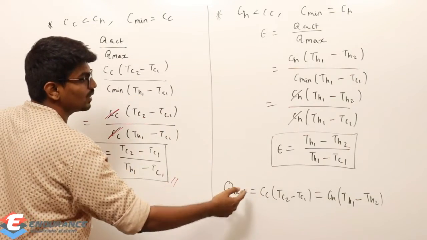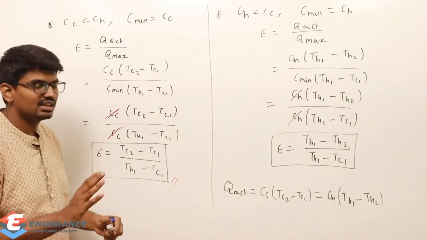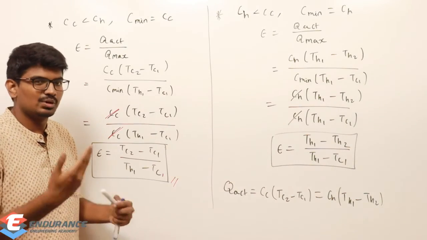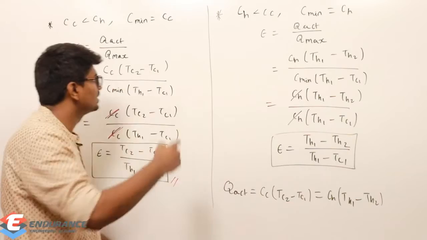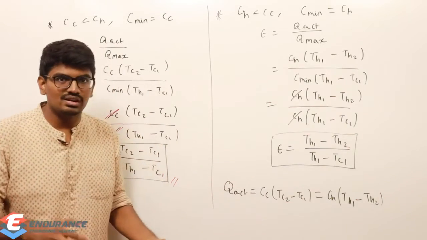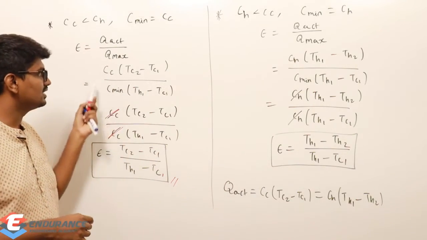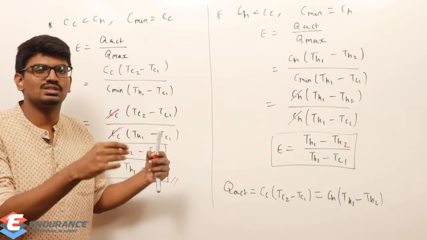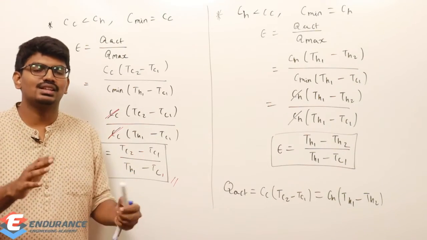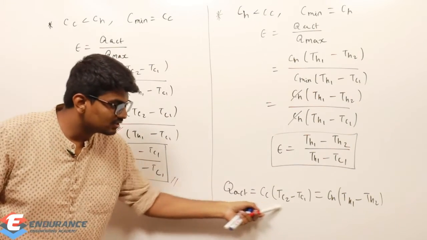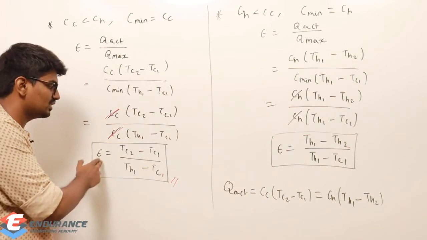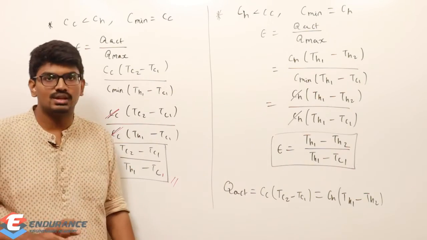You had better use the Q actual formula as Cc into Tc2 minus Tc1. I'm not saying that you cannot use the other formula; you can use that formula also here. But what will happen is that in the numerator and denominator, these two Cc's won't get cancelled. You need to substitute and solve, which is one extra step. That is why, if Cc is minimum, it's better to use this formula and proceed, so that you will get effectiveness only in terms of temperature.